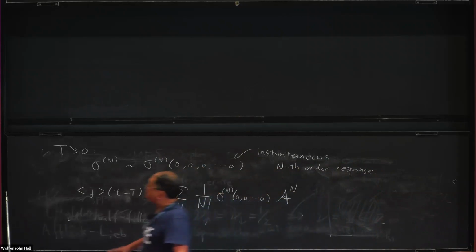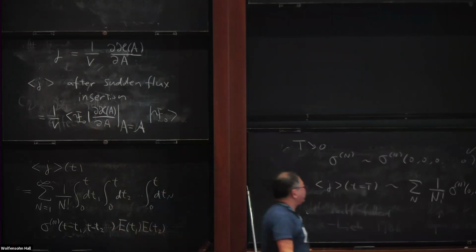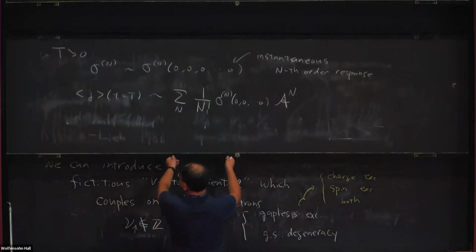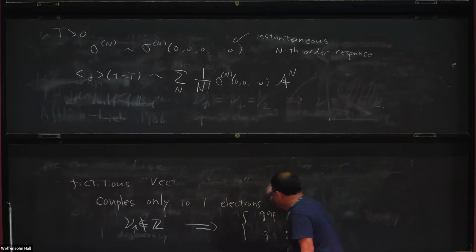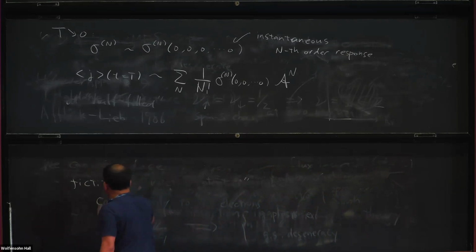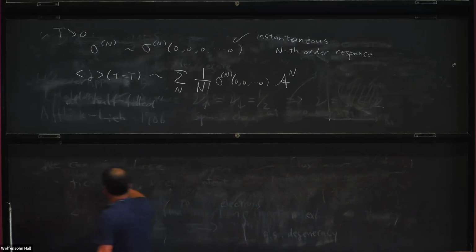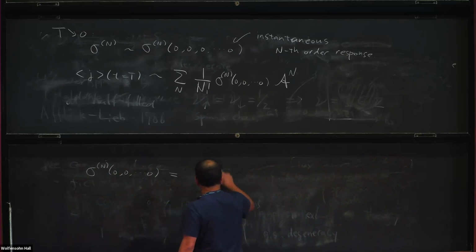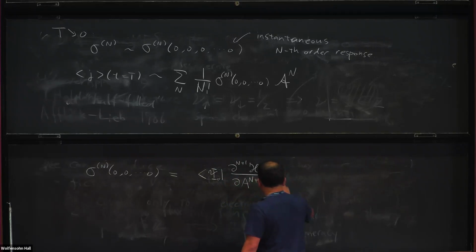So you can compare this expansion with this expansion, and you can try to do the Taylor expansion of this H of A. Then you can find that this instantaneous response sigma n is given by the ground state expectation value of the n plus first order derivative of the Hamiltonian with respect to vector potential, and set A equals to 0.